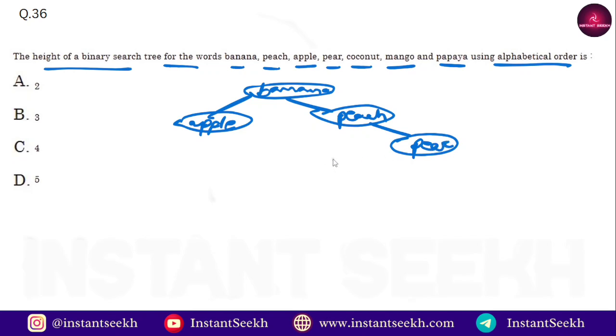Next we insert coconut. So coconut will come here. So coconut is the left child of peach. Now insert mango. So mango goes here. After that insert papaya. So papaya goes here.